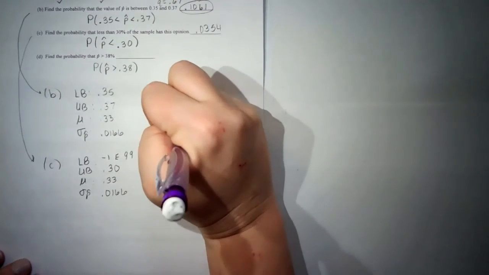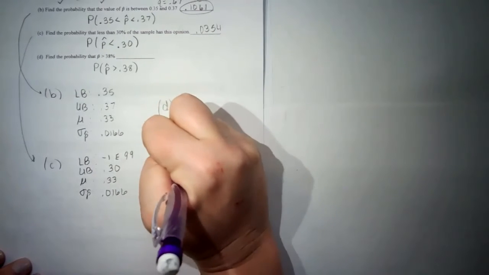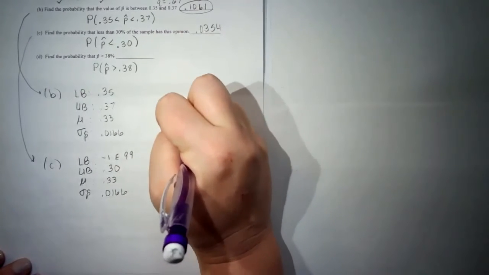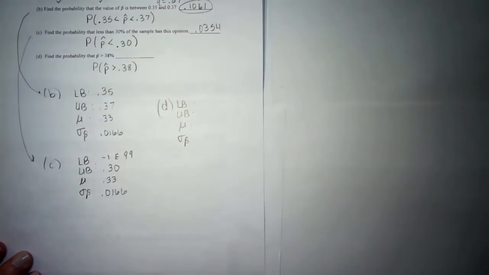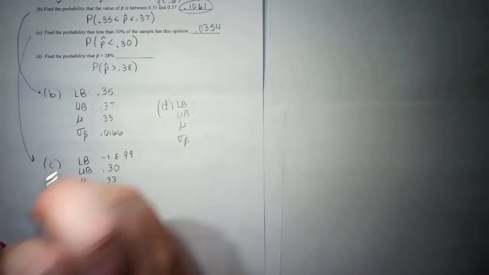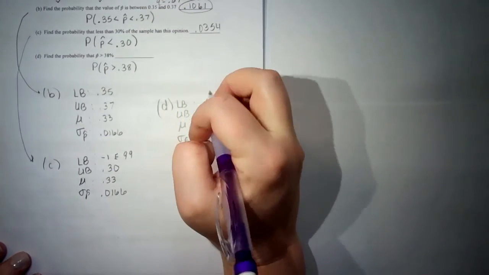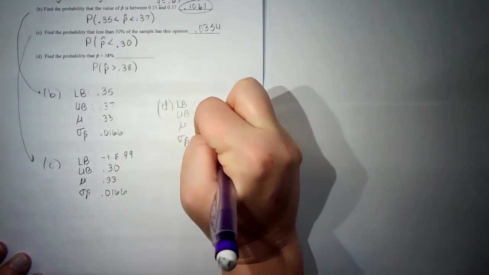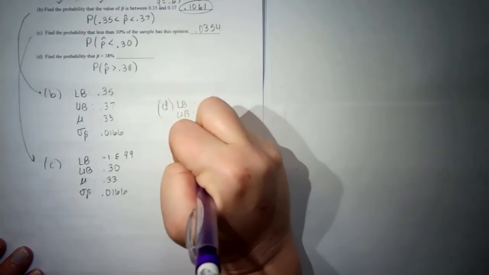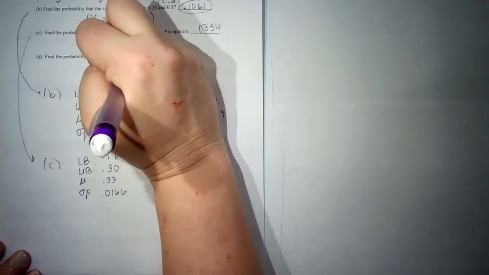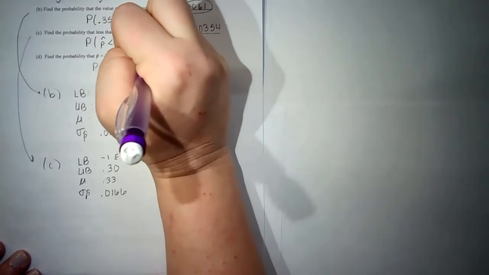So lower bound, upper bound, mean, standard deviation. If I want to be greater than 0.38, my lower bound is 0.38, and my upper bound is infinity. Mean doesn't change, standard deviation doesn't change. How about 0.0013? Yay, okay.